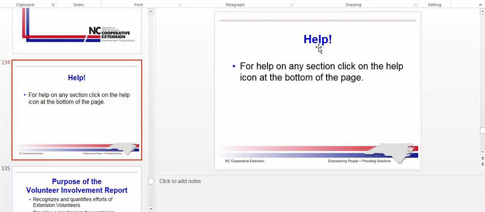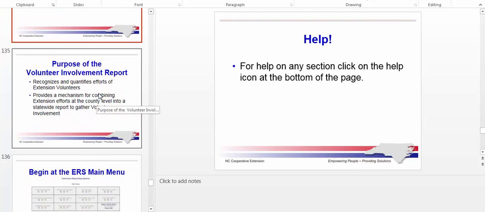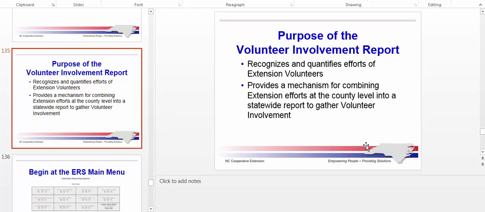So here I just mentioned the help again. At the bottom of each section there's the help button. I'll show that when I go back to the report. The purpose of this is to recognize or quantify the efforts of extension volunteers and combine their efforts at the county level into a statewide report to gather volunteer involvement.